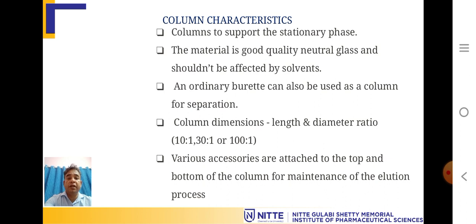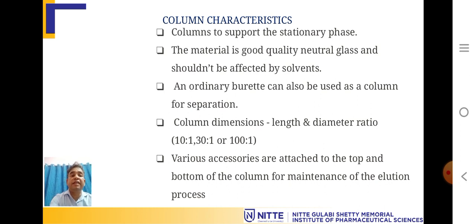The column which you are taking should support the stationary phase, right? The material should be good quality neutral glass and should not be affected by the solvent, right? The meaning is that when you are choosing a column in which the stationary phase is loaded, it should not have any interaction with the sample and the mobile phase which you are going to use, right? An ordinary burette can also be used as a column for separation, which is cost effective, right?